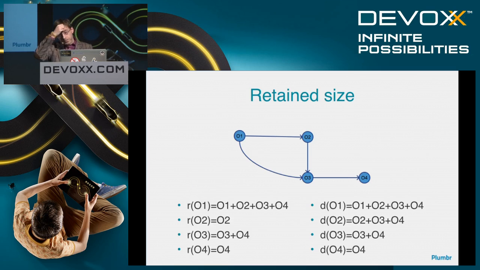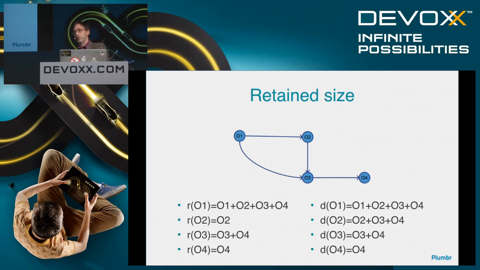Then we have retained size and deep size. The deep size of the object: in memory we have a graph or subgraph which starts from that object. We have an object which references other objects, which reference other objects, and so forth. So the deep size, for example, of object O1 on the slide is the size of the whole subgraph, the sum of shallow sizes of all objects in the subgraph. So O1, O2, O3, and O4.